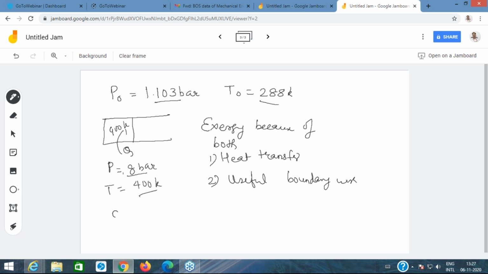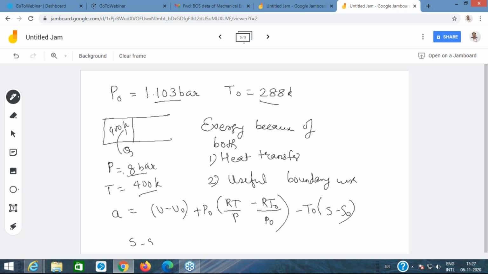Again, you can calculate this by using this expression. A is equal to u minus u naught plus p naught (RT by P minus RT naught by P naught), that is V minus V naught, minus T naught (s minus s naught). So you again calculate s minus s naught.